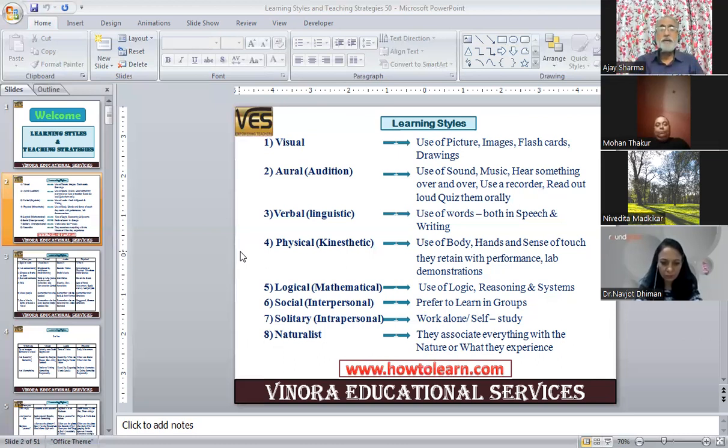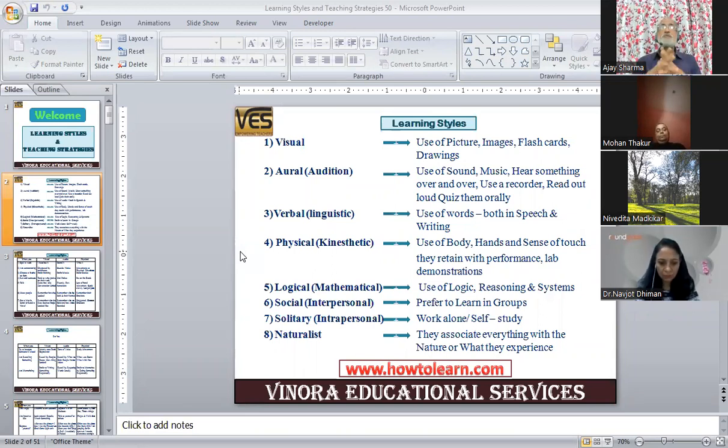The fifth type are logical or mathematical, which means every time they go for reasoning. Why this? Why that? Why it is not? Why it is? So every time they go for reasoning, that is use of logic.